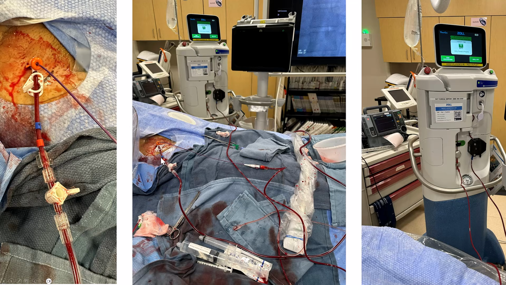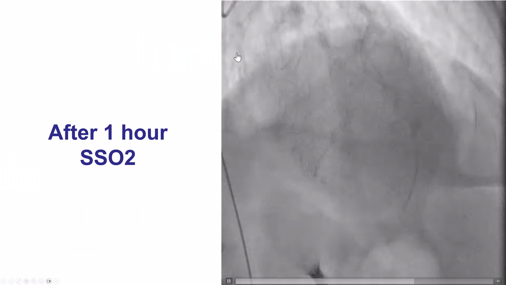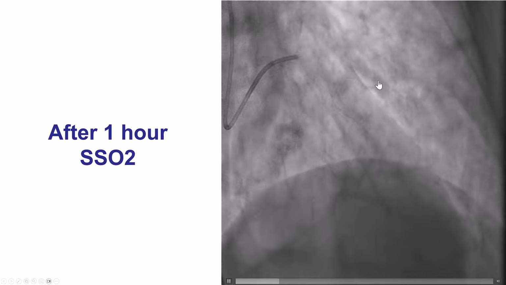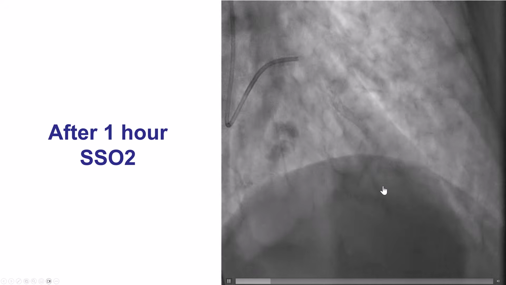You aspirate again from the side port of the sheath. It goes through the machine. The machine creates the high PO2 in the blood and then returns the blood through the diagnostic catheter into the coronary artery. And after 1 hour of that, we did have a resolution of the no-reflow. We did have TIMI 3 flow down the LAD.